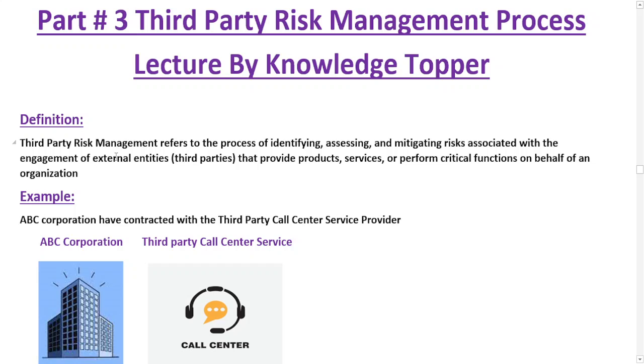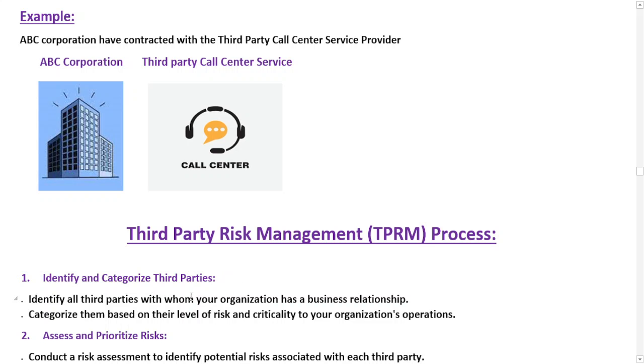As I discussed with you in the first lecture, if we recall the definition again, third-party risk management refers to the process of identifying, assessing, and mitigating risk associated with the engagement of external parties, like third parties that provide products, services, or perform critical functions on behalf of an organization. So we have discussed that third-party risk management is a continuous, ongoing process to identify, assess, and mitigate risk associated with third parties. Now in order to manage third-party risk, we have to understand the process.